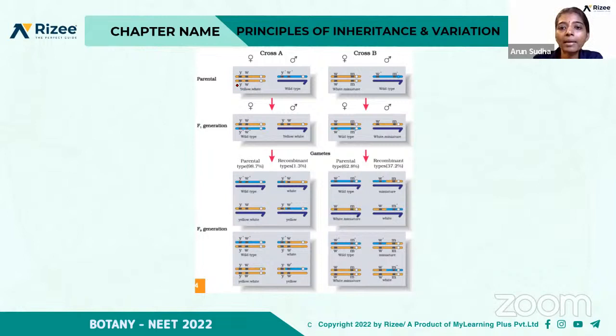This is the cross A parental generation and this is the wild type. And in cross B, he chose the white and the miniature, and here it is yellow and white. So when he crossed, in the case of cross A, the recombination is only 1.3%. But in the case of cross B, he found the recombination as 37.2%. So how does that happen?